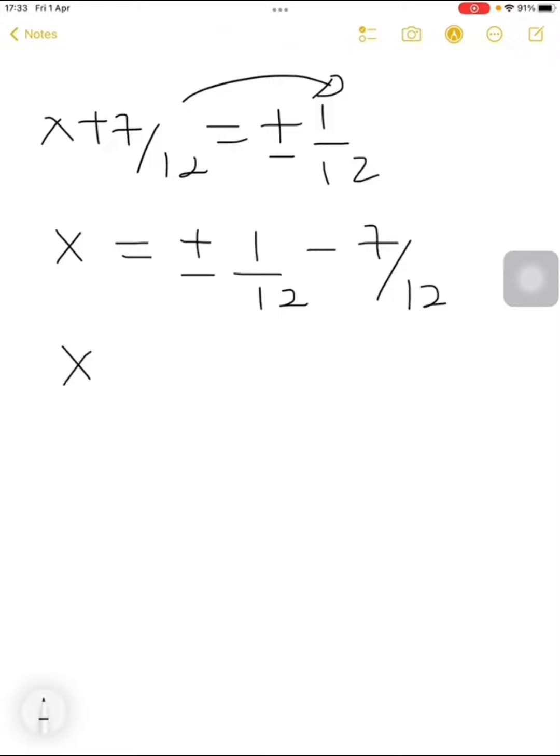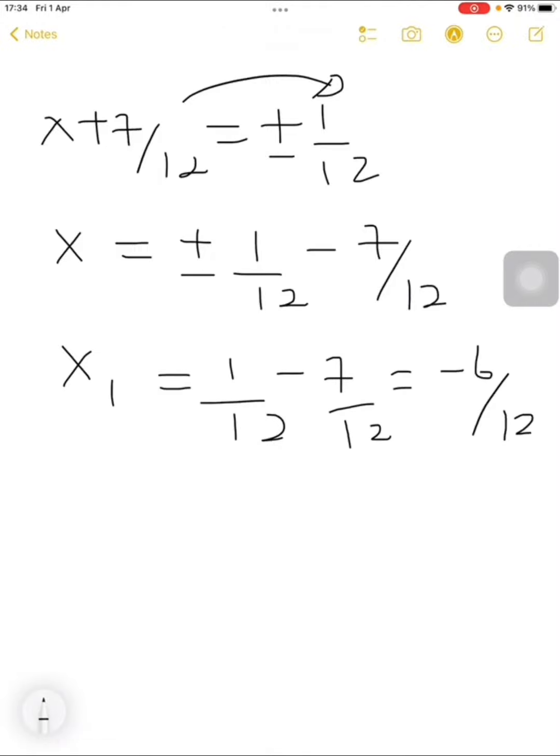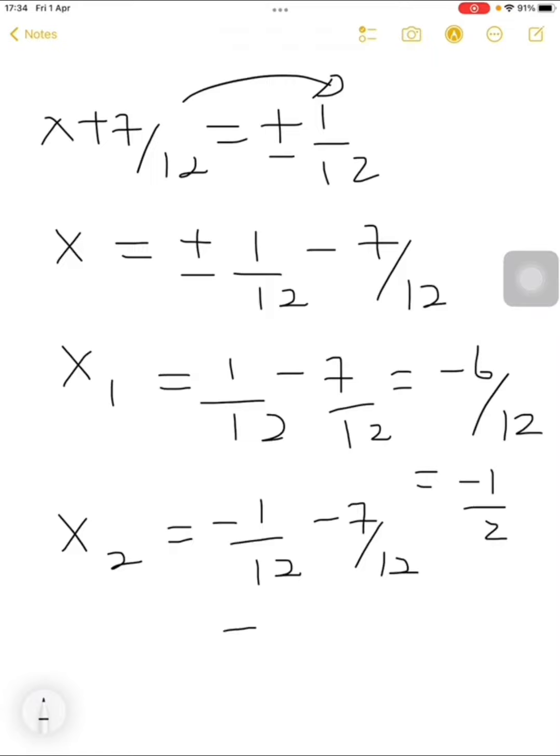Therefore our x1 is equals to 1 over 12 with the positive sign minus 7 over 12. This is equals to negative 6 over 12, and that is negative 1 over 2. x1. x2 is equals to, now the 1 over 12 with the negative sign, minus 7 over 12. This is equals to negative 8 over 12, and this is the same as negative 2 all over 3. And you are done with example number 1. Let's go to example number 2.